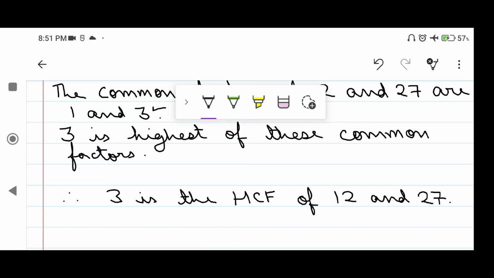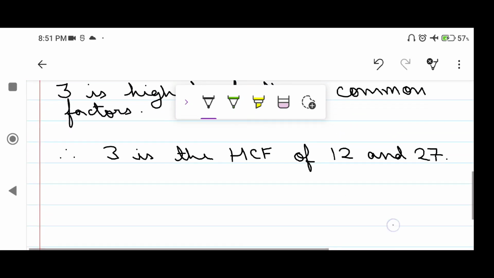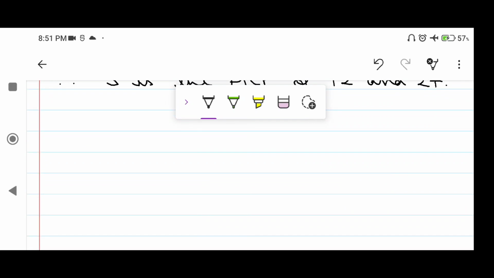So this is how we find out the highest common factor amongst the factors of the given numbers. So there are two methods to find out HCF. Let us discuss the first method, and that is prime factorization method.